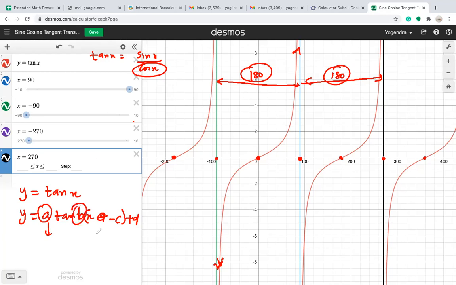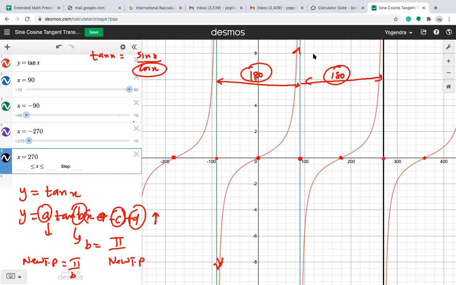B is the new time period that gets affected. So B is actually pi by the new time period, or you can make it the subject vice versa. So the new time period is pi by B, and C is the shift to the right or left, and D is the movement up. So that is the general transformation of the tan x graph.